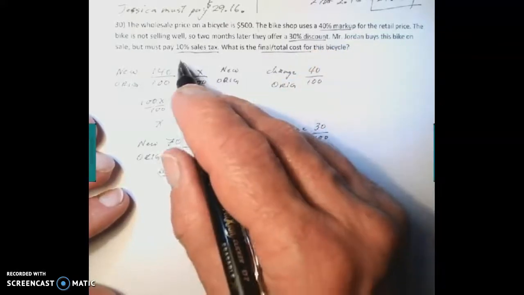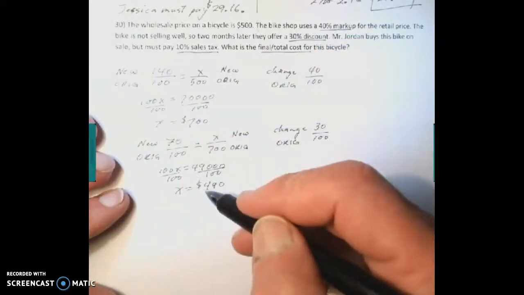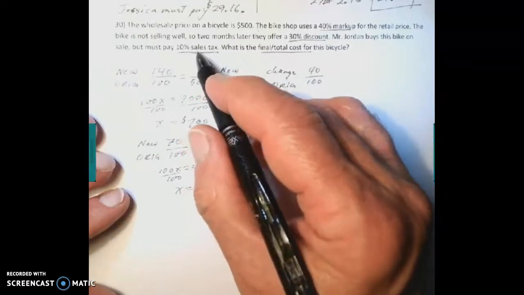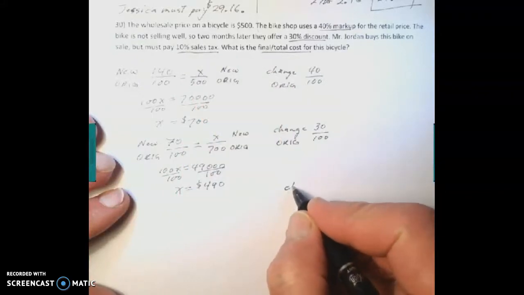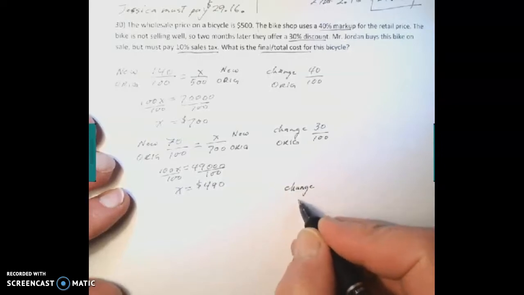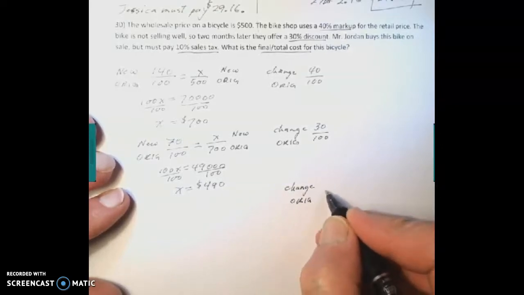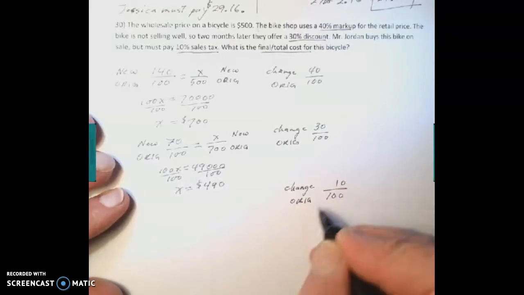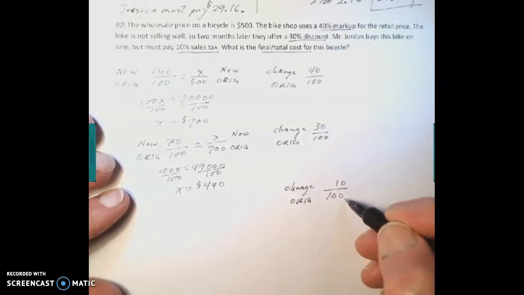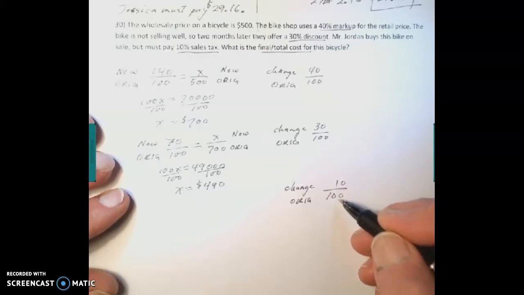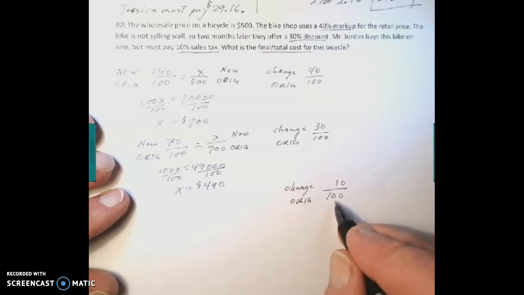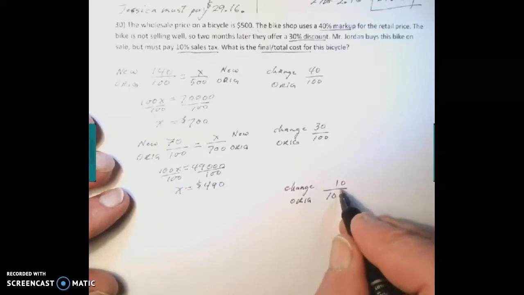But now Mr. Jordan buys this bike when it's on sale, so he's buying it at this sale price, but he has to pay 10% sales tax. So again, that 10% sales tax, that is the change over the original. That is the tax over the original, meaning that if it costs $100, the tax is going to be an extra $10. So if you buy this, you have to pay for the item that costs $100, plus you have to pay the extra $10 tax.